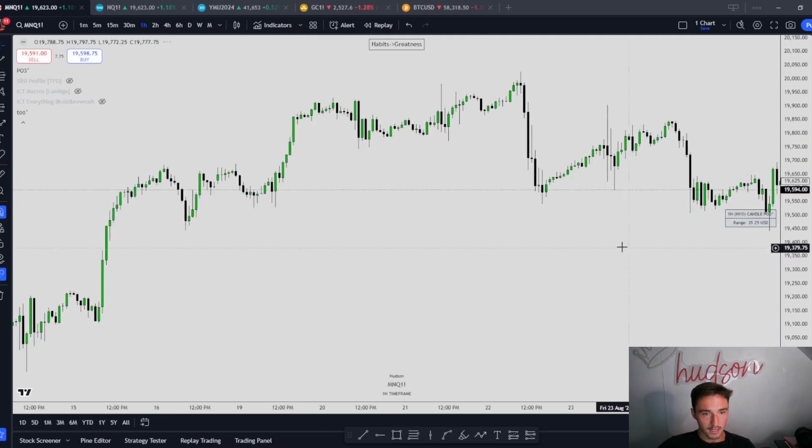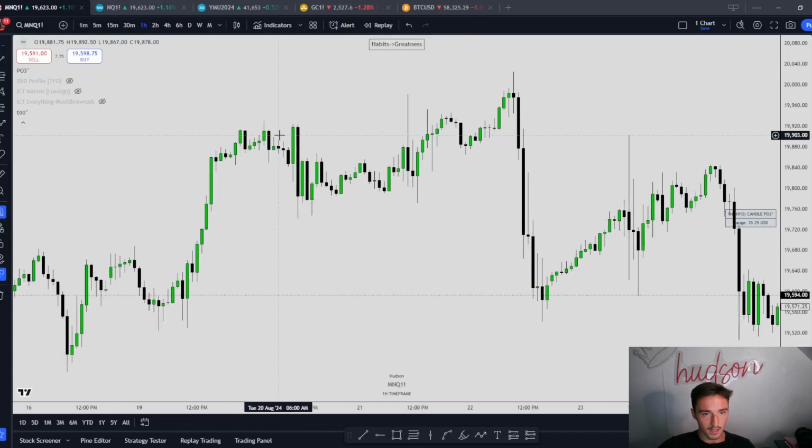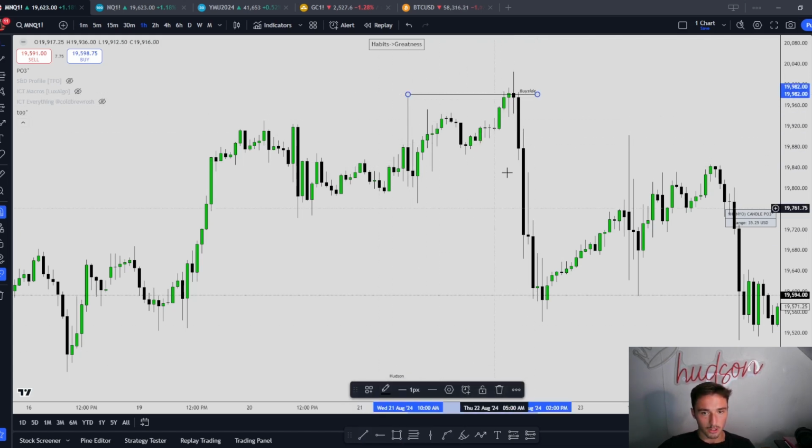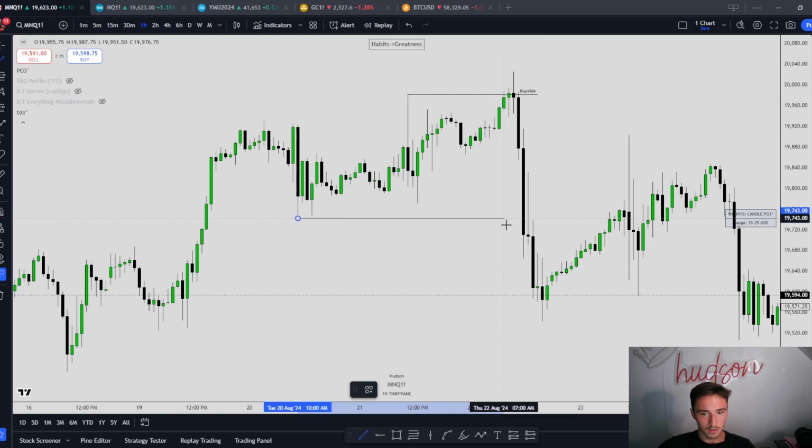So let's go back to the 1 hour. What do we see within here, right? This is a tight range. We're just accumulating here. Before a reversal, what do we do? Purge buy stops, come down, purge all these sell stops.